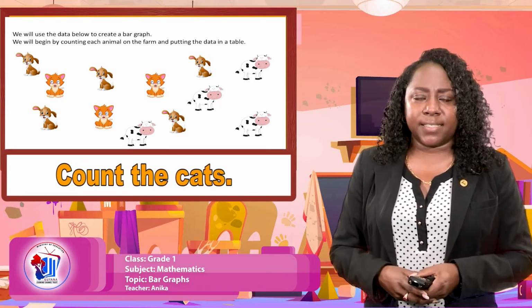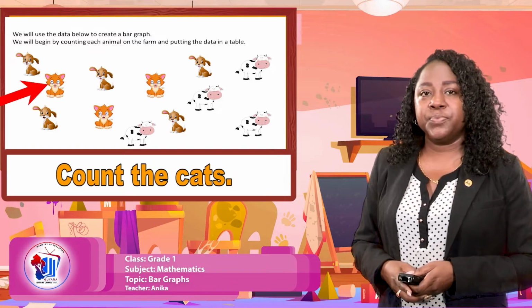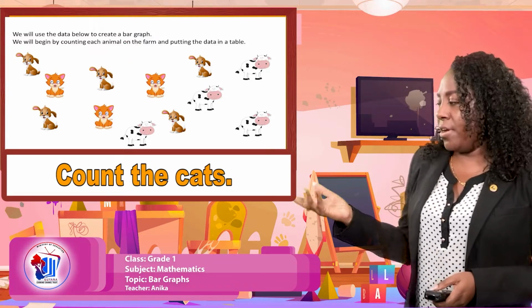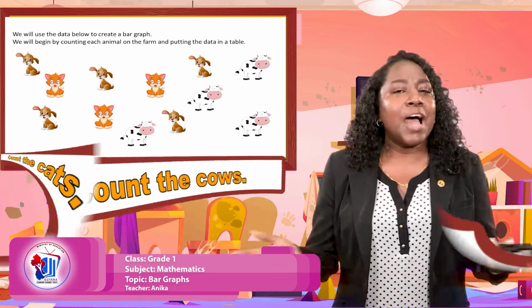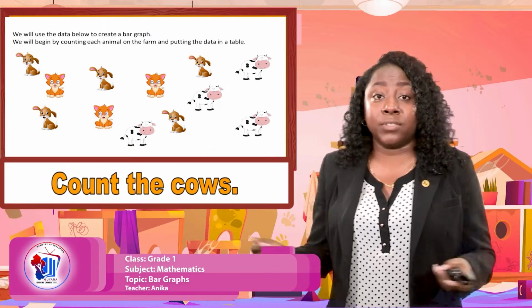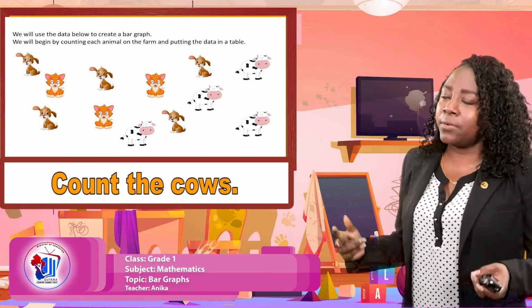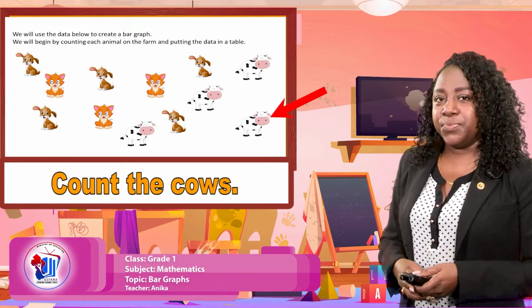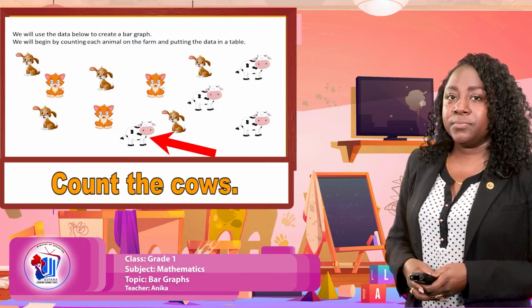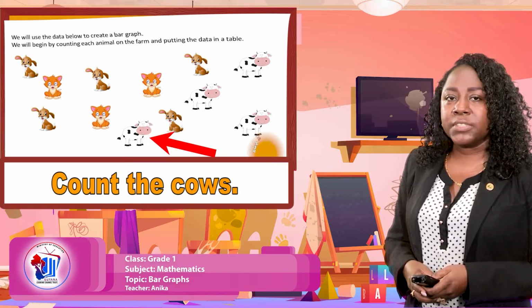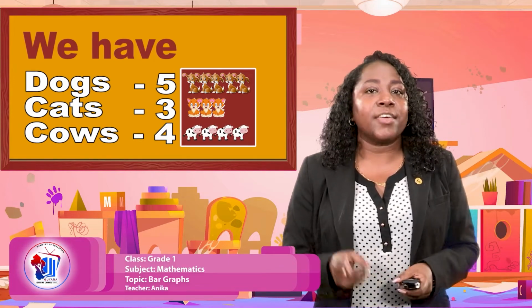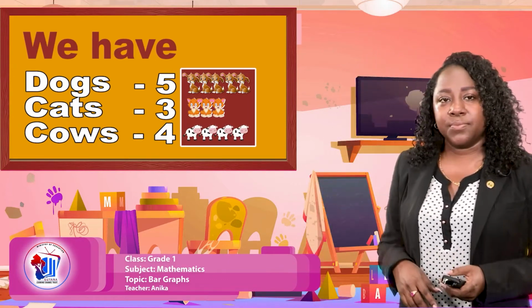Let's count the cats. 1, 2, 3. There are 3 cats here. How about the cows? Who would like to count the cows with me? Let's count them together. 1, 2, 3, 4. So we have 5 dogs, 3 cats, and 4 cows.